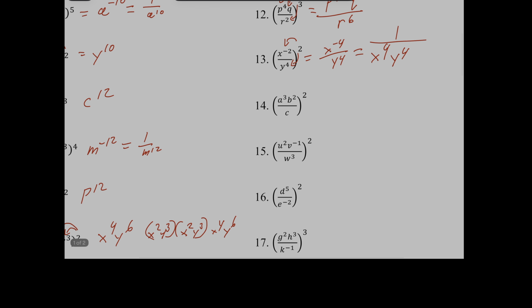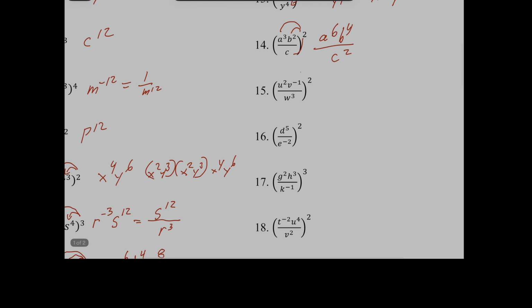Okay, number 14, I need to square this, I need to square that, I need to square that. A to the 6, b to the 4, over c squared. Number 15, boom, boom, boom. U to the 4th, v to the negative 2, over w cubed. Well, the v needs to flip over, doesn't it? So u to the 4 over v squared, w to the 3. If I don't do it in alphabetical order, is it wrong? No, it's not wrong. But we do have a standard form. It would be nice to keep it that way.